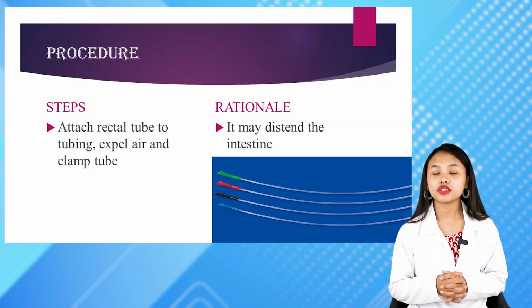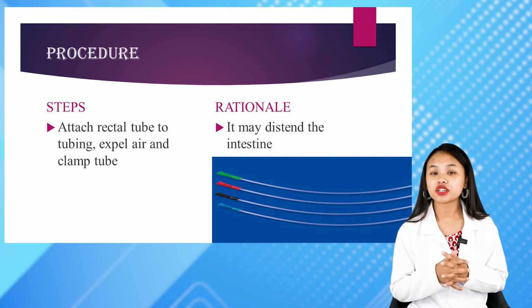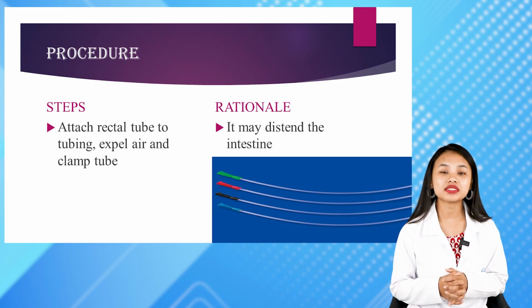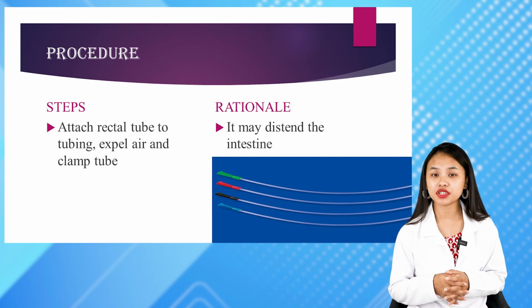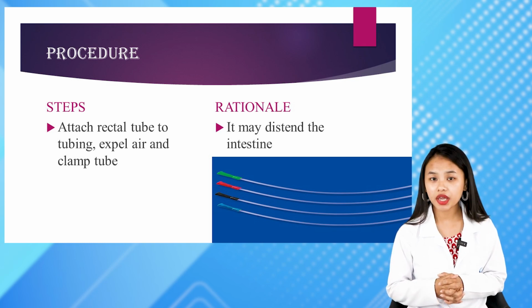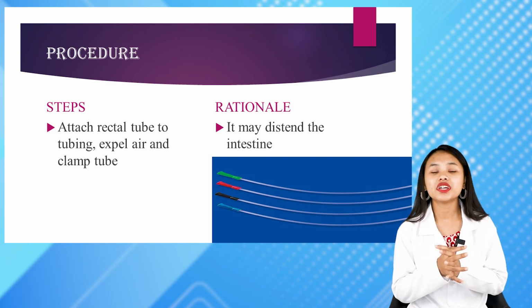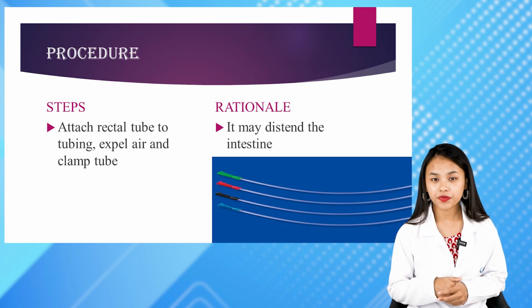So once the solution has been prepared, we must attach the rectal tube to the tubing. We must expel the air as well as clamp the tube. So you might be thinking, why are we clamping the tube? Although allowing air into the intestine is not harmful, in certain cases it can lead to distension. In order to prevent this distension from occurring, it is necessary that the tube be clamped.